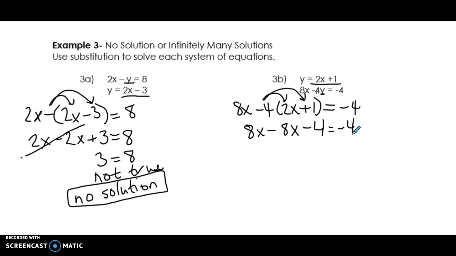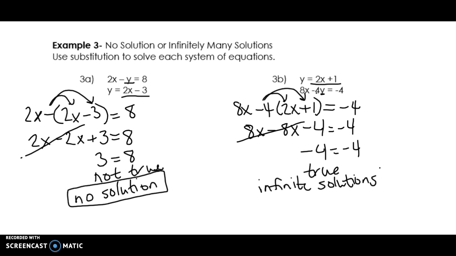All right, so 8x minus 8x, that cancels out. That's just 0. Now I'm left with -4 equals -4. This is true. -4 does equal -4. When you end up with a true statement, it means you have infinite solutions. Earlier when we learned about this, we also called it an identity, and you are also welcome to call it that as well. So we call that infinite solutions.